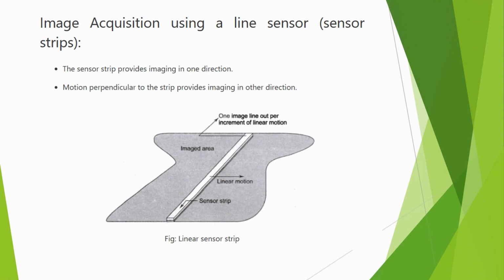Now, let's go to image acquisition using a line sensor, that is, sensor strips. The sensor strip provides imaging in one direction. Motion perpendicular to the strip provides imaging in the other direction.